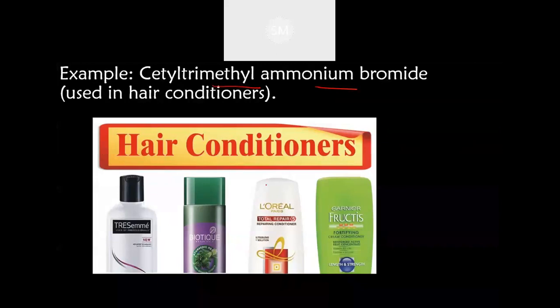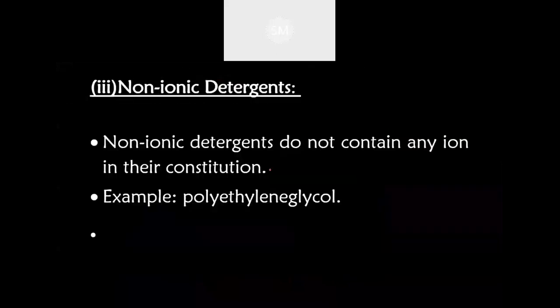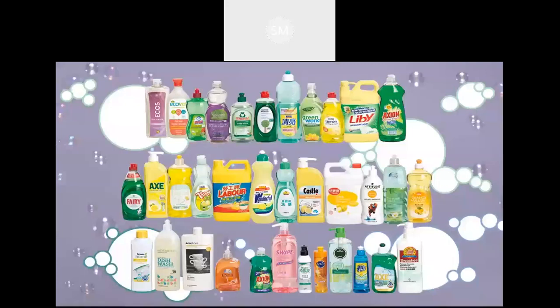So you see all the shampoo and other things that we use, most of them are detergents only. They are not soaps, they come under the detergent category. Then non-ionic detergents do not contain any ions in their constitution, so there are no charged particles. An example is polyethylene glycol, and you will find them in most liquid detergents. The ones which we use for dishwash contain these non-ionic detergents.